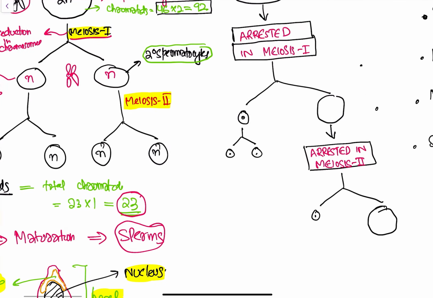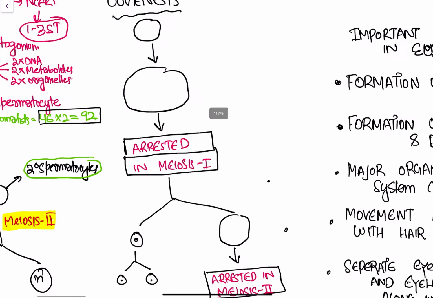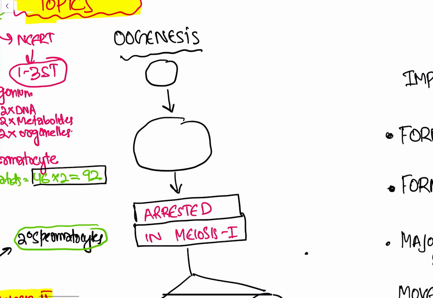Okay, now let's go into the second gametogenesis, that is oogenesis. So oogenesis is like spermatogenesis. It is the formation of female gametes or ova. This oogenesis is a very complicated process. It starts from these cells, which we call oogonia.